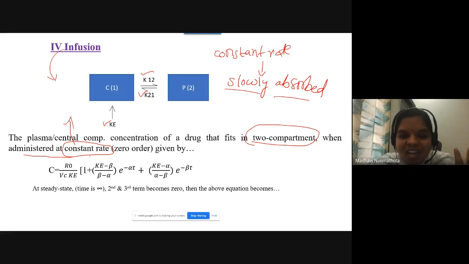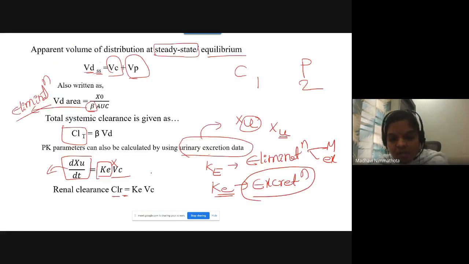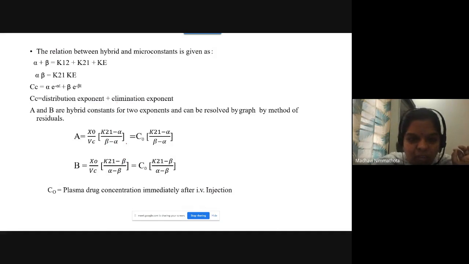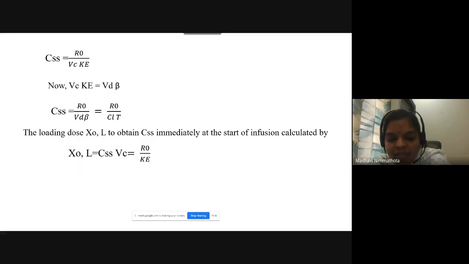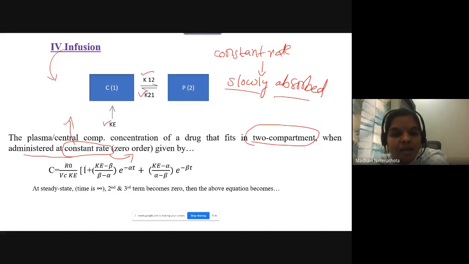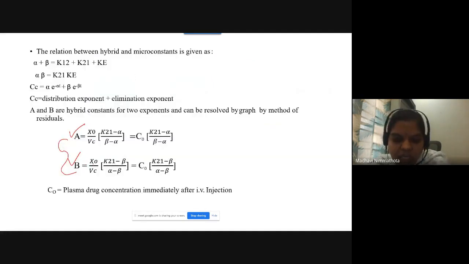So this constant rate will follow zero order, right? So this can be given. Here there are no derivations. You can directly learn this equation. So from where will we get this equation? In the previous IV bolus administration, we have an equation. See here, once again I will show you this slide. Here we have capital A and capital B values like this. So for writing IV infusion, you can remember these two equations. Then it is easy.